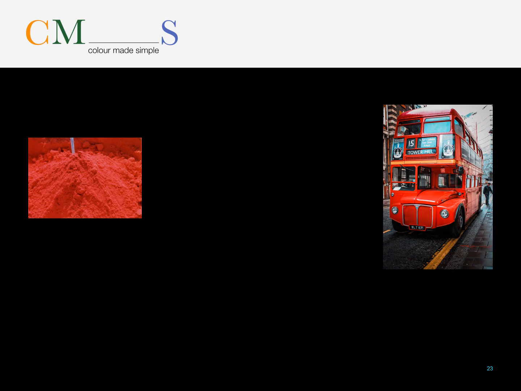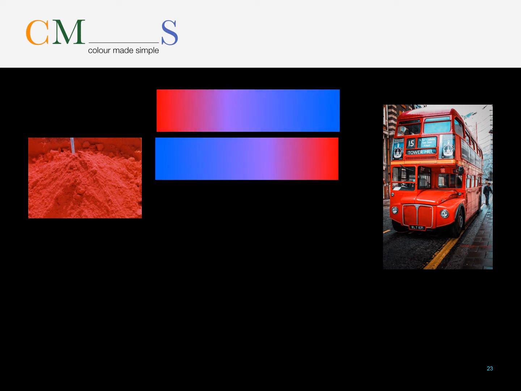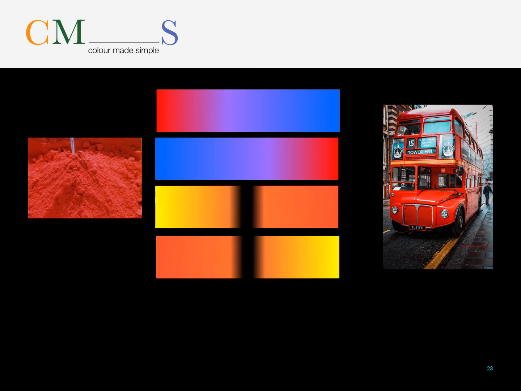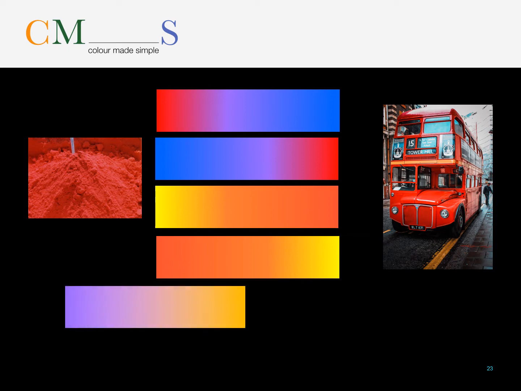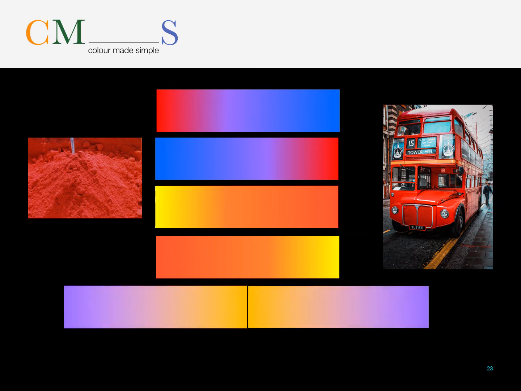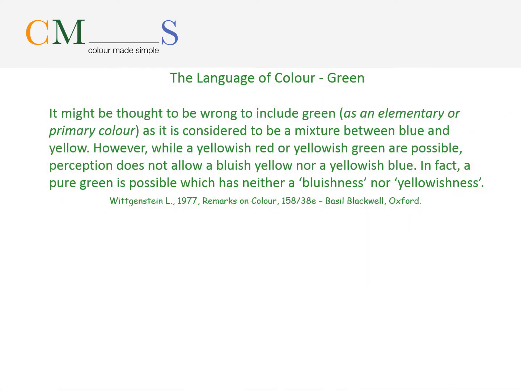Purple is a reddish blue or a bluish red, and orange is a yellowish red or a reddish yellow. Red, however, cannot be a purplish orange, nor an orangish purple. Green, as eloquently proposed by Wittgenstein.